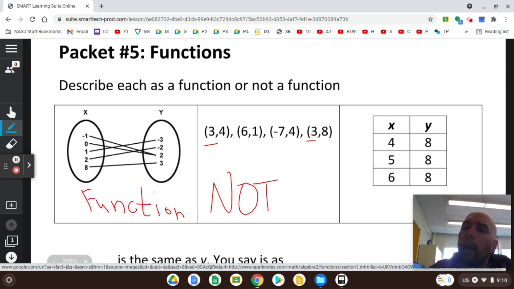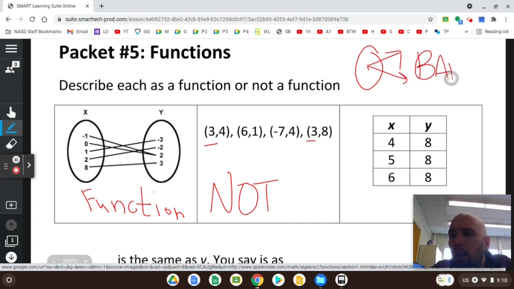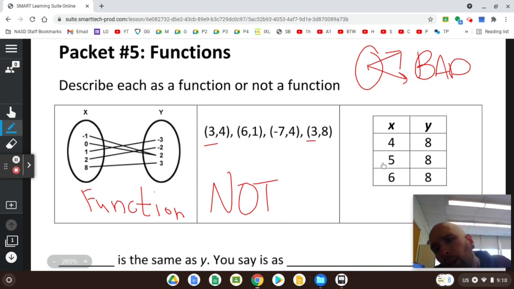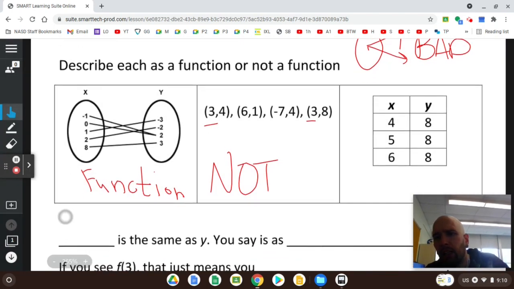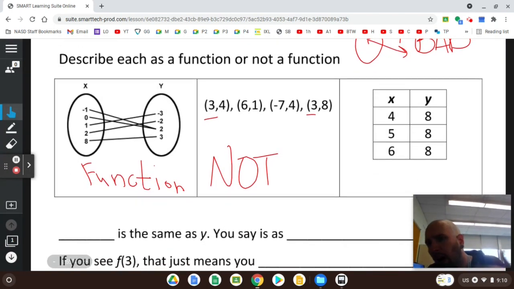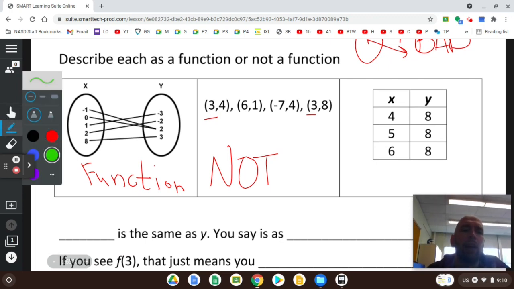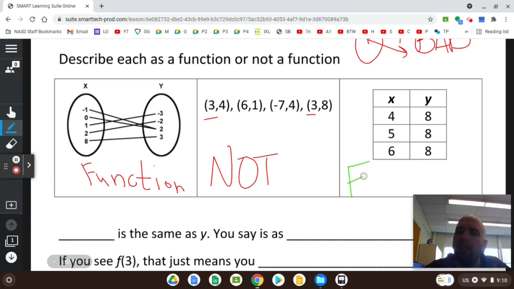If that looked like a mapping diagram, you would see something like this going on. This is bad. You don't see that happen in this problem here on the left. This problem here on the right, what you have is x is 4, x is 5, x is 6. They all go to 8, but I don't care what y's look like. It's the x values that are not allowed to repeat, so this is a function. And much better handwriting than the one all the way to the left.